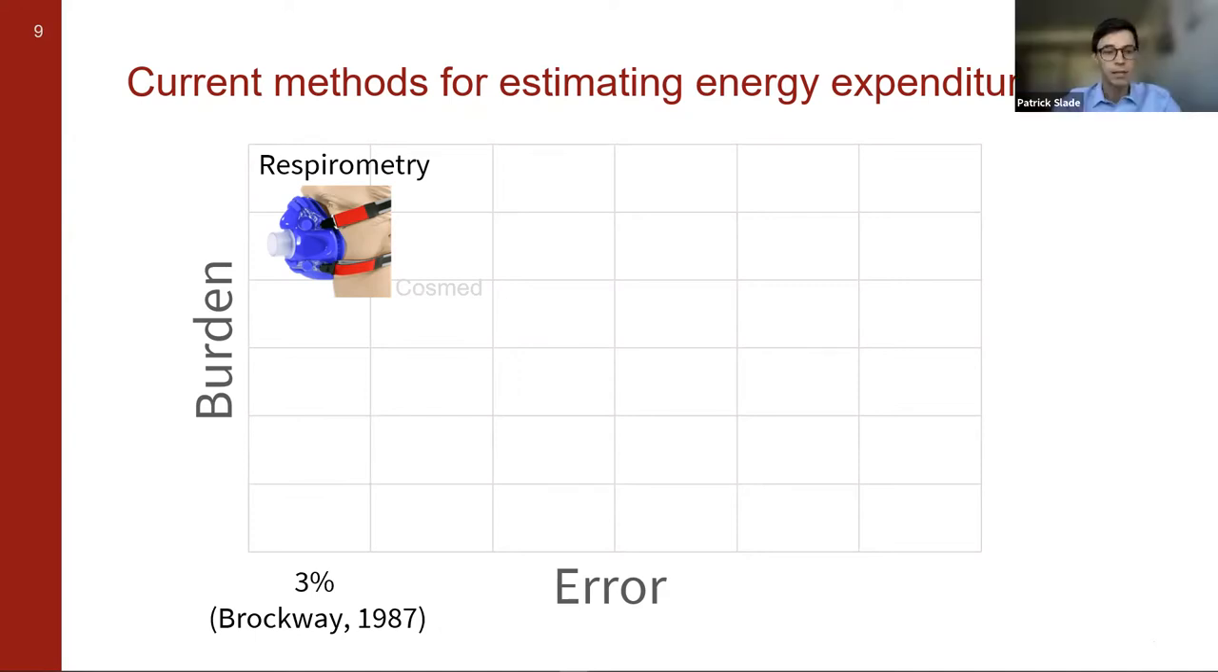The difficulty here is that it's annoying to wear a mask all day. The equipment is very expensive, and because it gets one measurement per breath, it's quite slow. So if you want to have a good, accurate estimate of how much energy someone is expending, you have to get several minutes of measurements. So this can be challenging in practice.